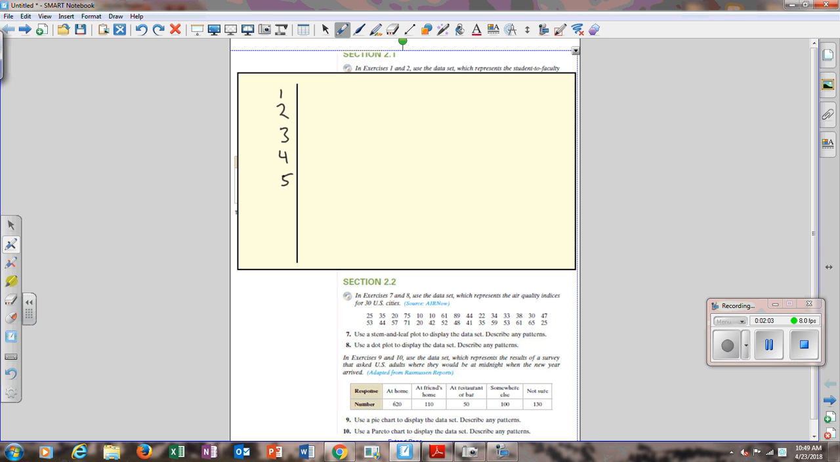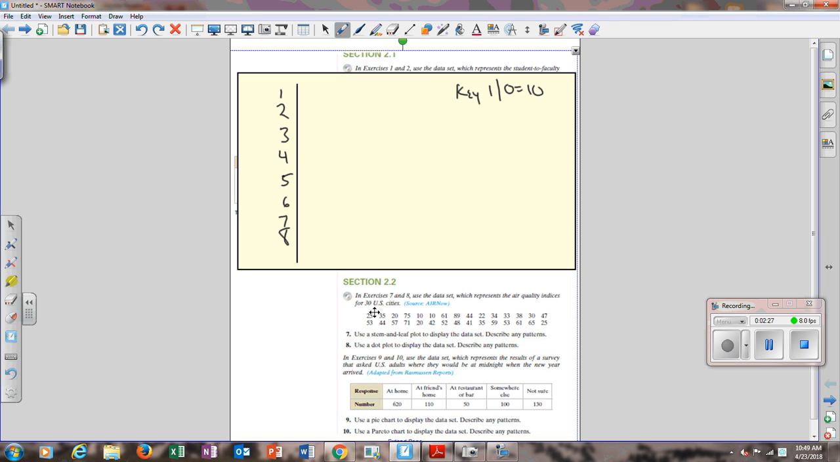1, 2, 3, 4, 5, 6, 7, 8. Remember to make a key. So we'll do 1|0 equals 10. If you don't make that key, you're going to lose points on your test.